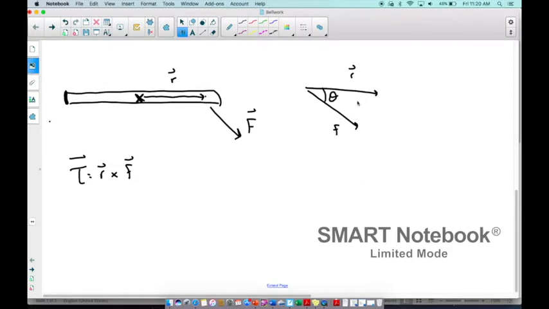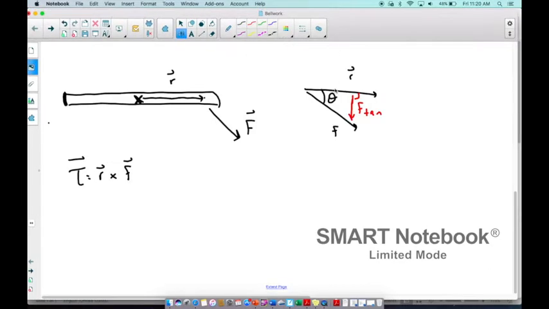There's the angle between them. I'm looking for this component of the force, the tangential component, the force that lies tangential or perpendicular to the R vector. And so, of course, to get that, I need to manipulate force by a factor of sine theta. So it becomes FR sine theta.